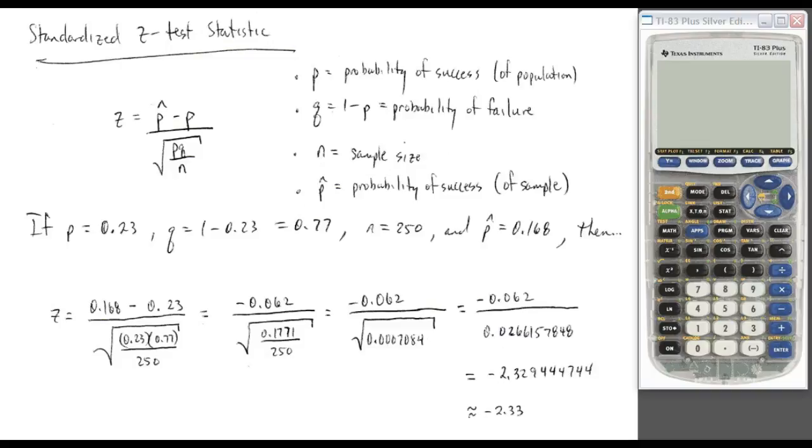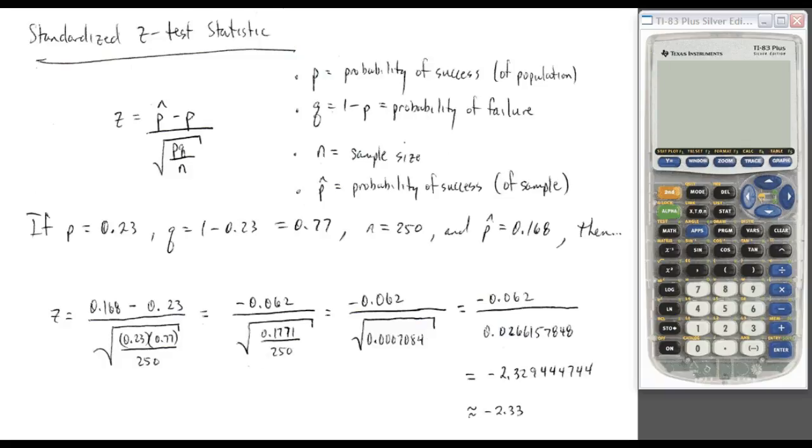This video is to give you an example of how to take a standardized z-test statistic and calculate it using a calculator. The reason I'm doing this video is because I know that some people have a hard time typing in this information into your calculator, so I just want to be sure that you know how to do it.